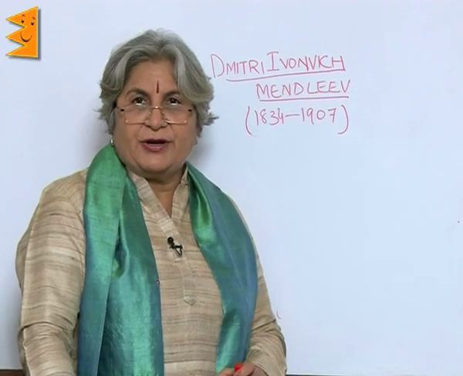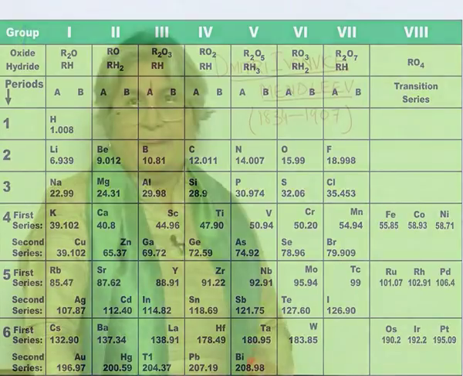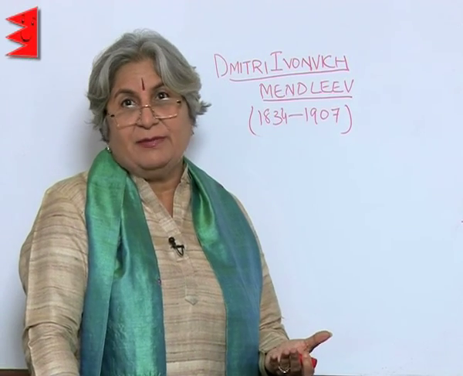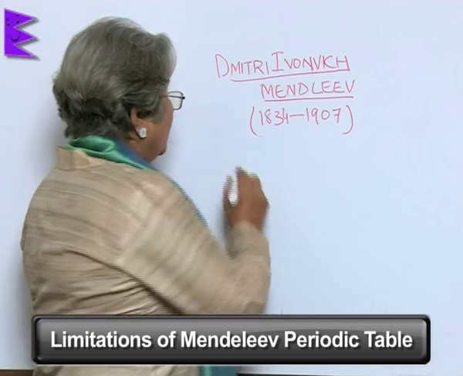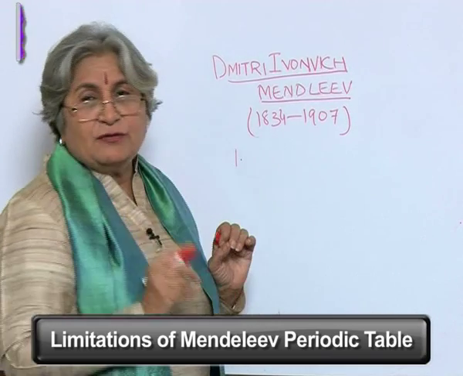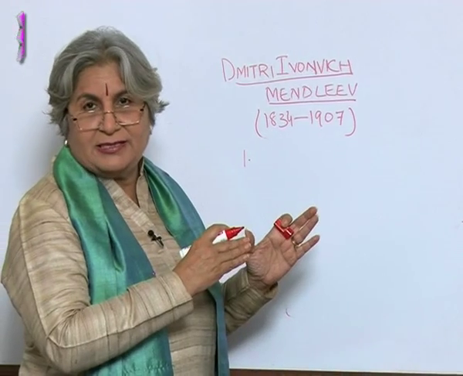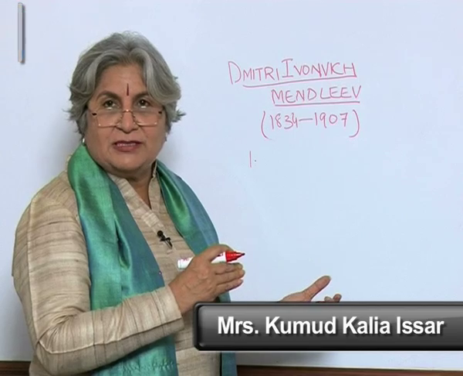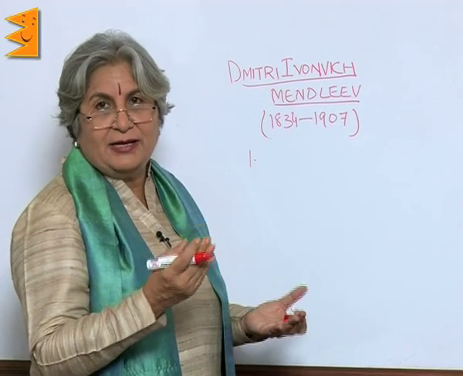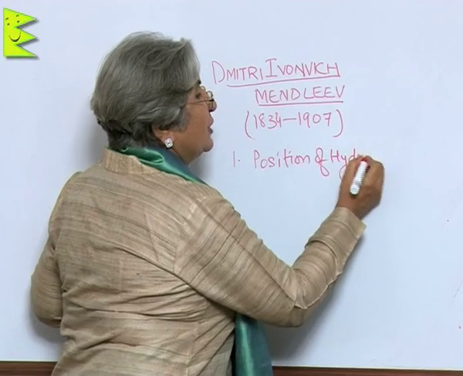He called this a periodic table, and this kind of periodic table was acceptable to the scientists. But then of course, there were some limitations. The limitations were that the place for hydrogen was not fixed. It was fixed in his table, but actually hydrogen can act both as electropositive as well as electronegative. So, the position of hydrogen was a controversial point.